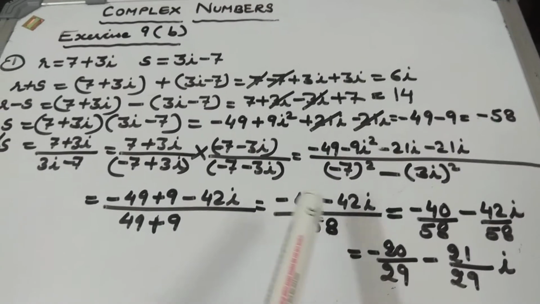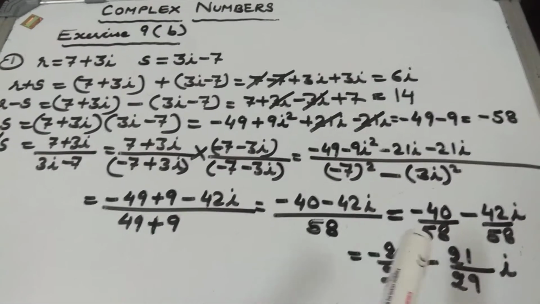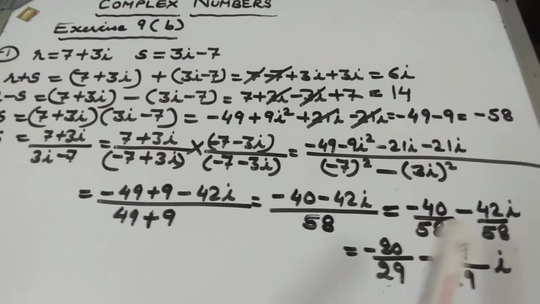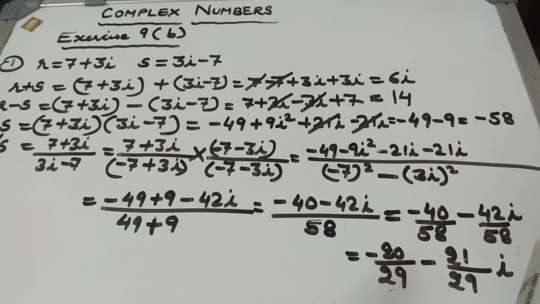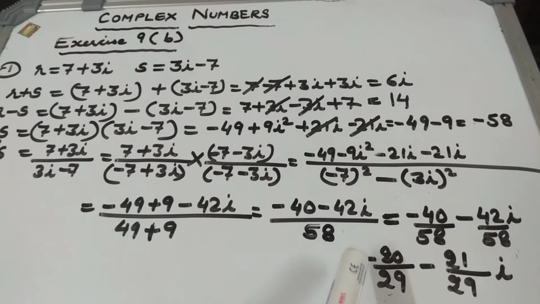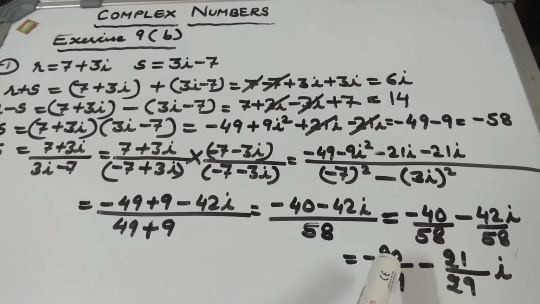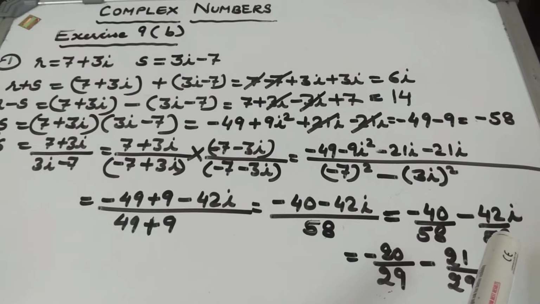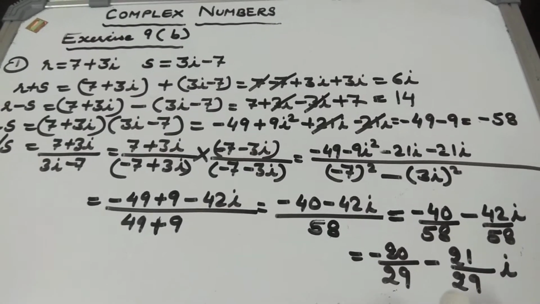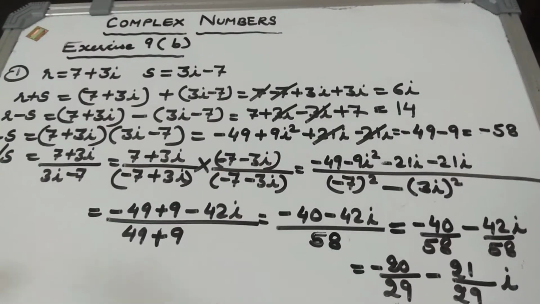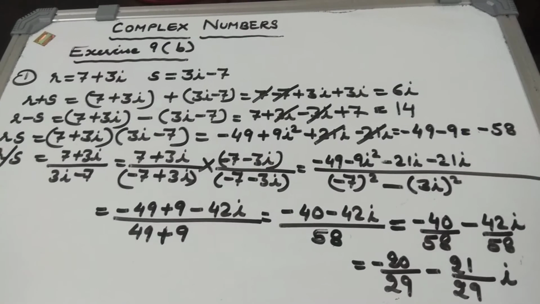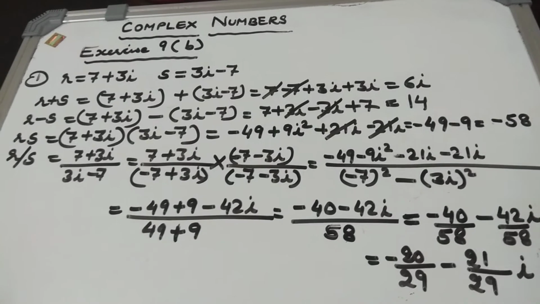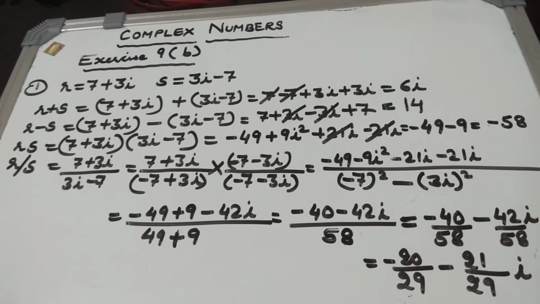Now you can separate the real and imaginary parts. So what you get is minus 40 upon 58 minus 42 upon 58 i. And if you simplify the complete thing, then it becomes minus 20 upon 29 as the real part, and the imaginary part is minus 21 upon 29 i. So this is how you will be doing the complete question using all the basic knowledge of operations on complex numbers.